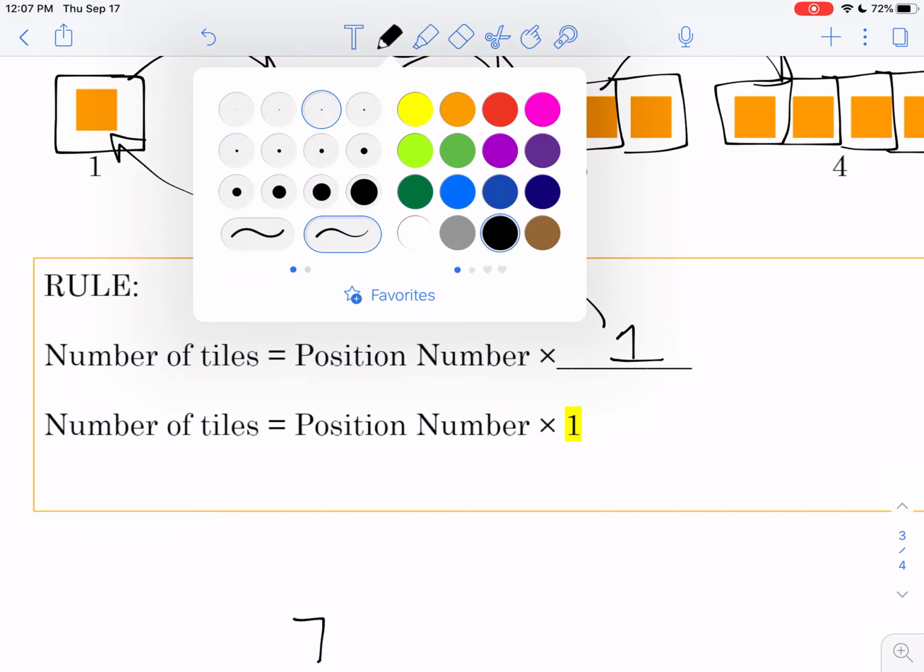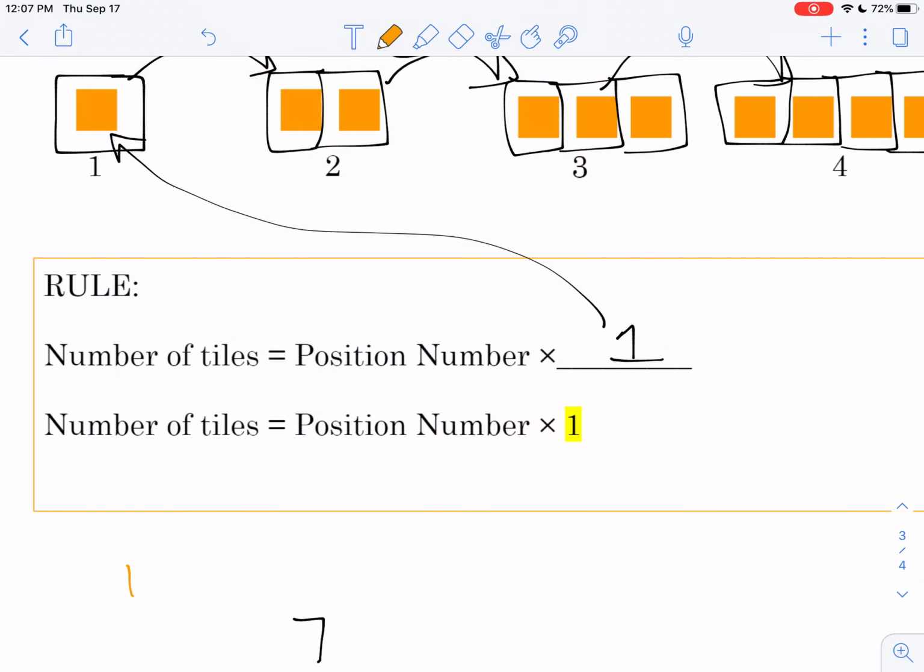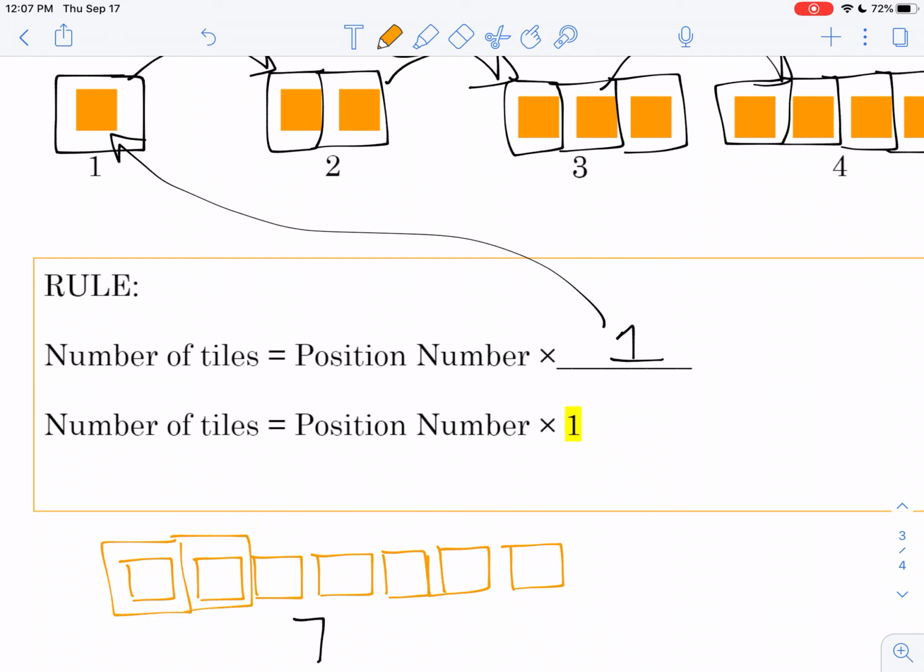If I wanted to draw what position 7 looks like, I would want to make sure to draw it in the same way with the patterns laid out horizontally. I would want to draw 7 repeats of that pattern. 5, 6, 7, and I would have a total of 7 tiles.